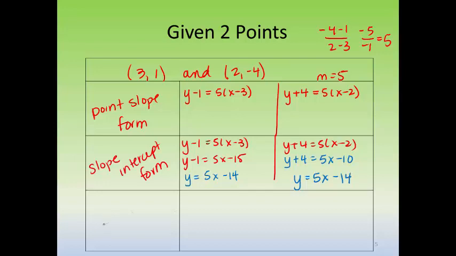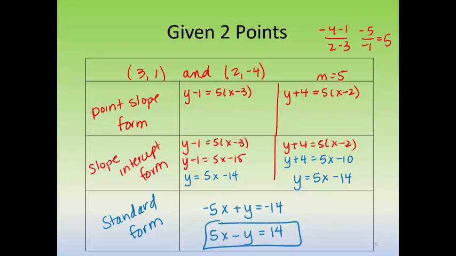Now lastly, let's go ahead and bring this over to standard form. And you should be pleased that this will be very simple, and we will just subtract the 5x to the other side. Negative 5x plus y equals negative 14. Once again, if that bothers you, you may switch all of the signs by basically multiplying the entire thing by a negative 1, and that will get you to this form. But these are the standard form.